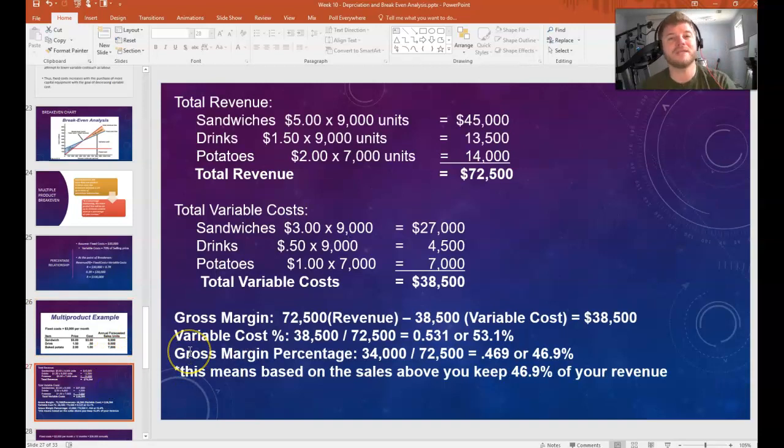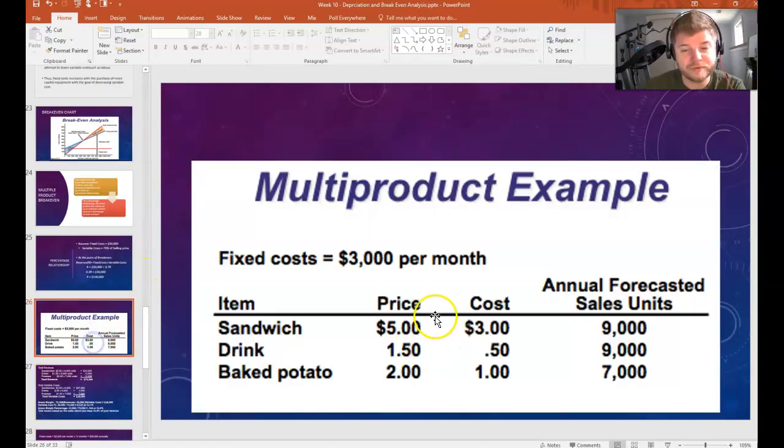From here, we want to do a little bit more math. So we want to extrapolate or expand, as they say. So let's go take a look. If we want to determine our total revenue, we would take our price amount and multiply it by our annual forecasted sales units.